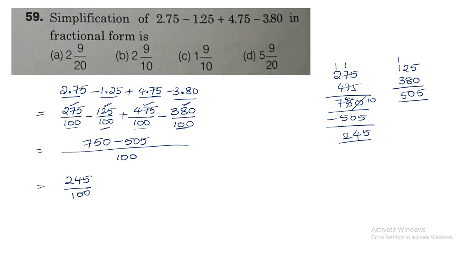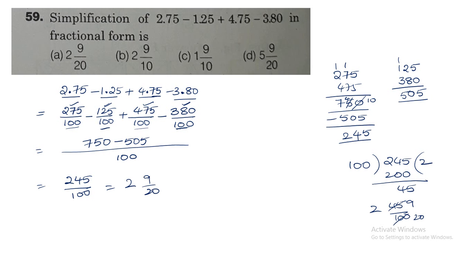So again in the table I can find its mixed fraction, because in the options if you observe, everything is given in mixed fractions. So 100 2s are 200, so 45 is remained. So this I can write as 2 and 45 by 100. Again in the 5 table, 45 goes 9 times, and 100 goes 20 times. So directly I can write it as 2 9 by 20. So the answer is 2 9 by 20. So option A is my answer.